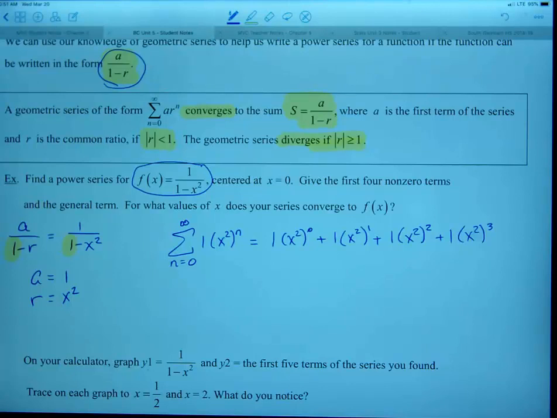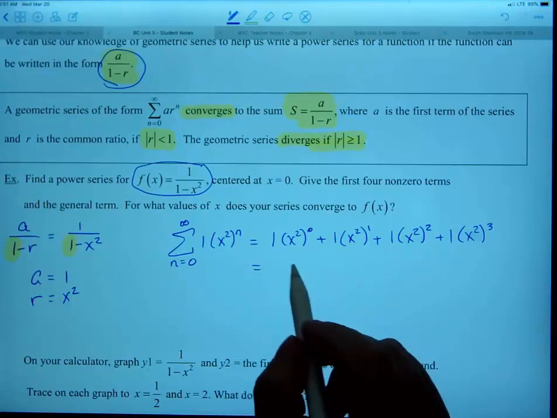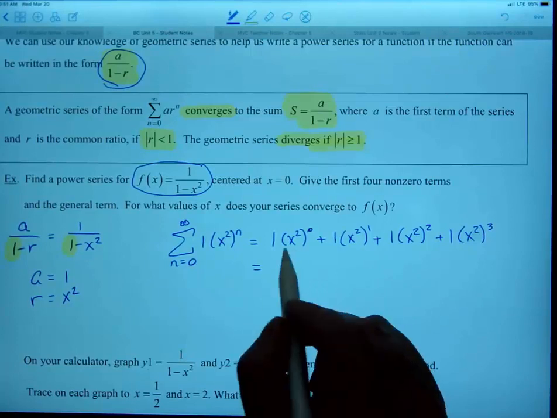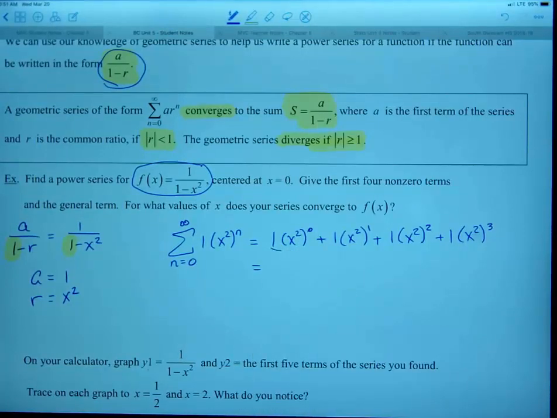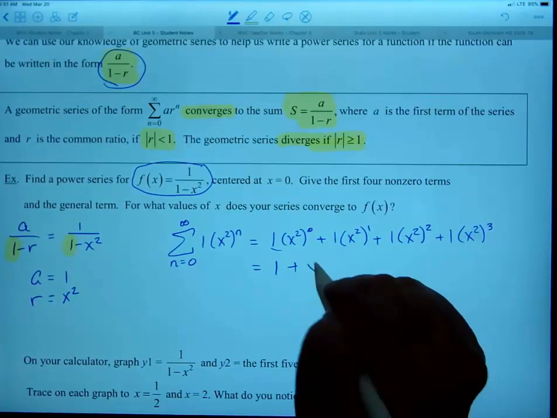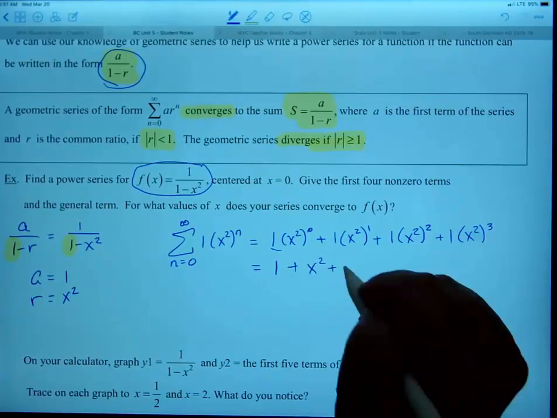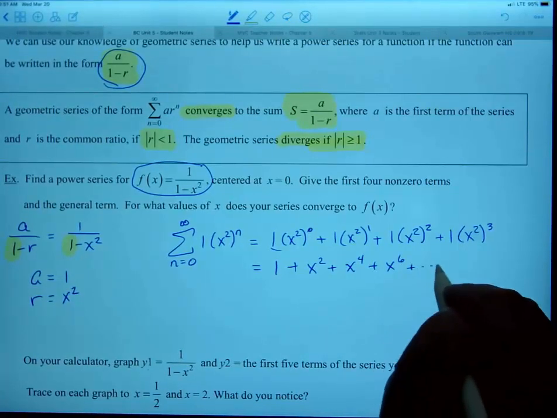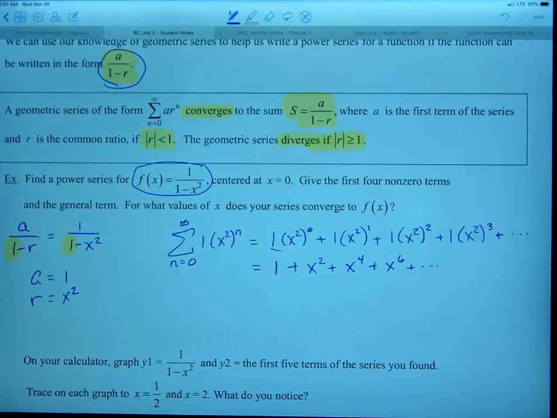Okay? So let's clean this up. Are all of those non-zero terms? Let's see. What does this first term clean up to be? 1. That is 1. Plus x squared plus x to the fourth plus dot dot dot, and I forgot that on the top. That's what makes it a series. So, find a power series. Done. Give the first 4 non-zero terms and the general term.